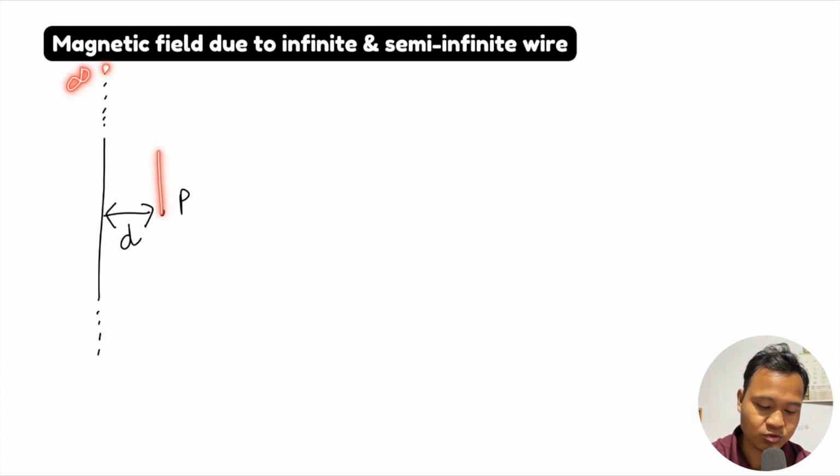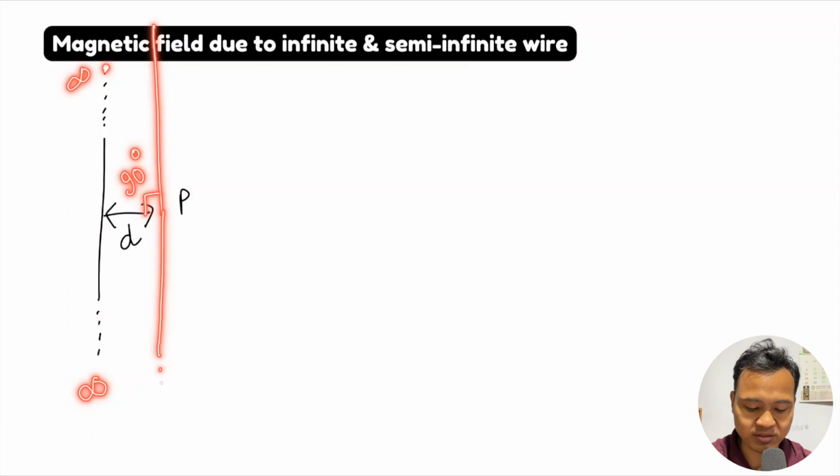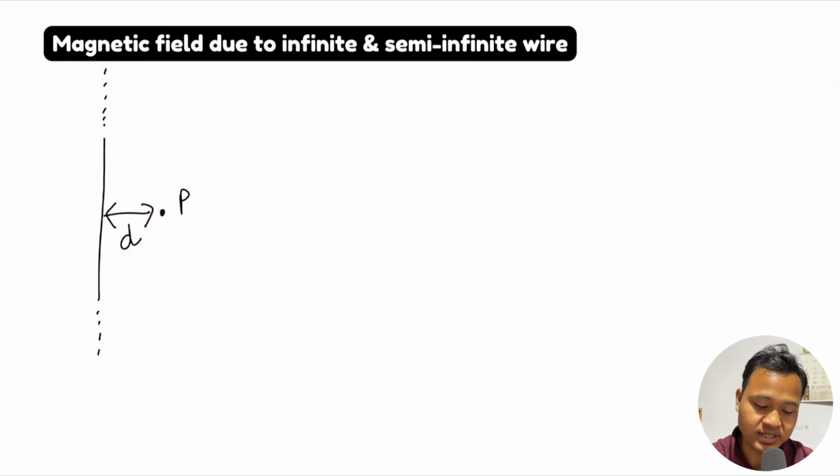So if I try to draw till infinity, you will see that this angle is 90 degrees. If I try to draw this, I will get an almost parallel wire. So that means the other theta is also 90.